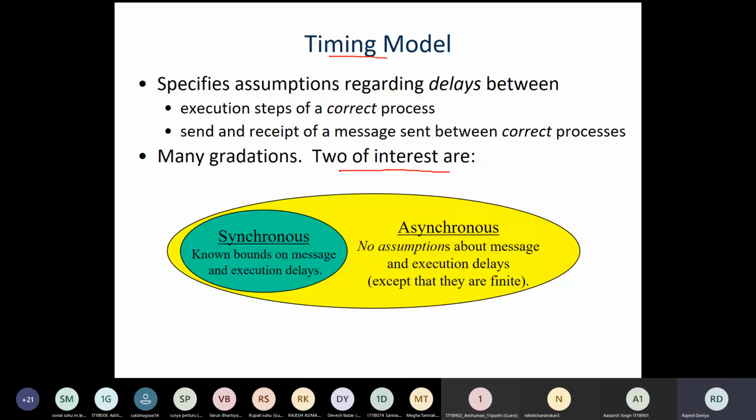Apart from that, if we keep some time bounds on message delivery or execution, then we are talking about synchronous time. Asynchronous is a superset and synchronous is a subset. So if we put up some time bounds, we are talking about synchronous time. Otherwise, with no assumptions, of course we'll be going for asynchronous. So it depends upon the timing. If you are imposing timing, then we are talking about synchronous. If you're not imposing any timing, then we are talking about asynchronous, right?